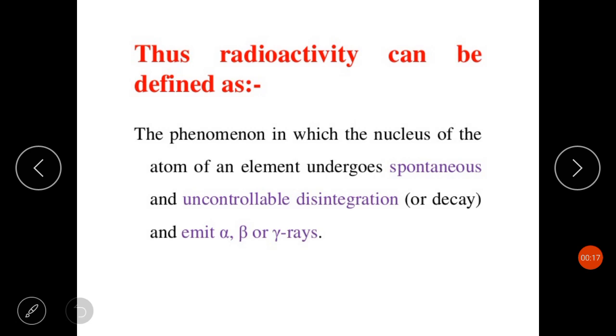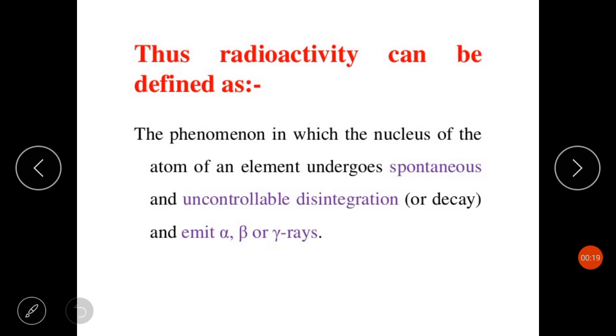Hello students. In this lecture I am going to discuss nuclear instrumentation. Before proceeding further, what is nuclear instrumentation? Let me first discuss what radioactivity is.